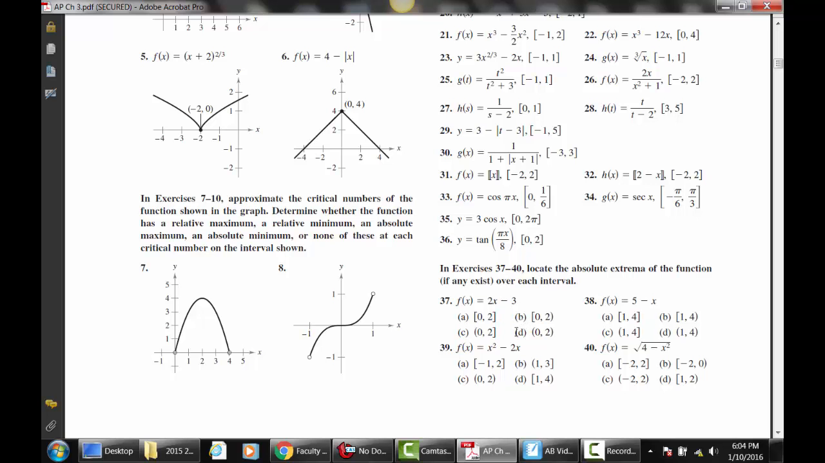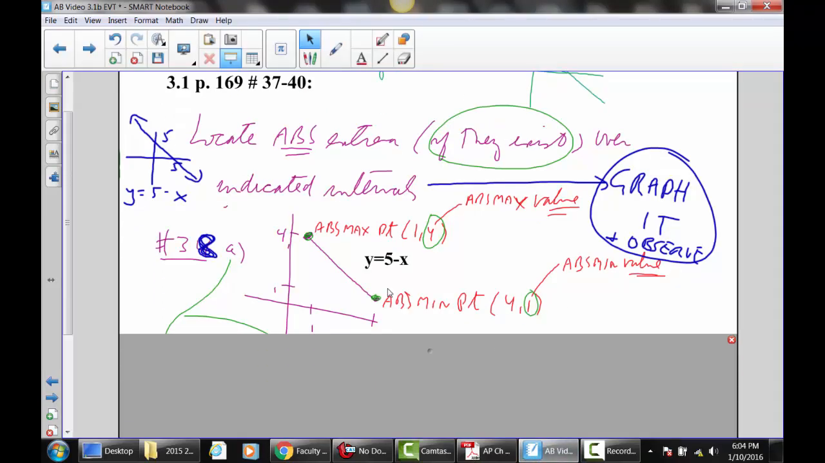They might have both extrema, absolute extrema. They might only have one and not the other, but they might have neither. You're going to need to graph these in order to make that determination.